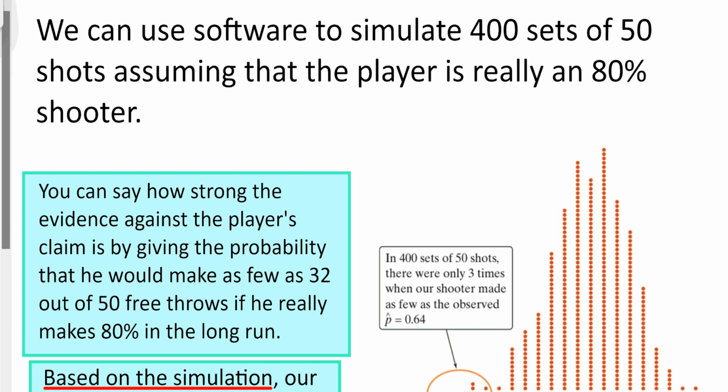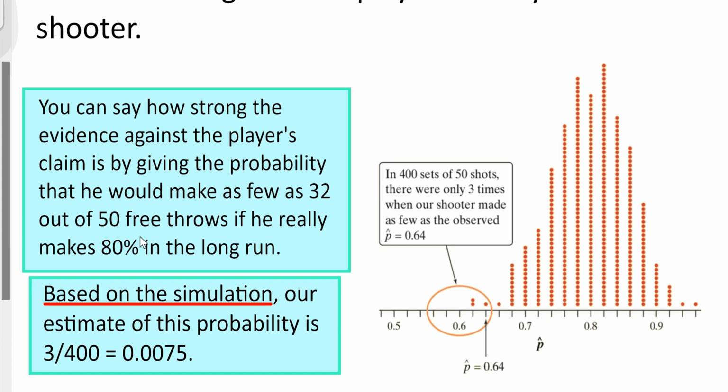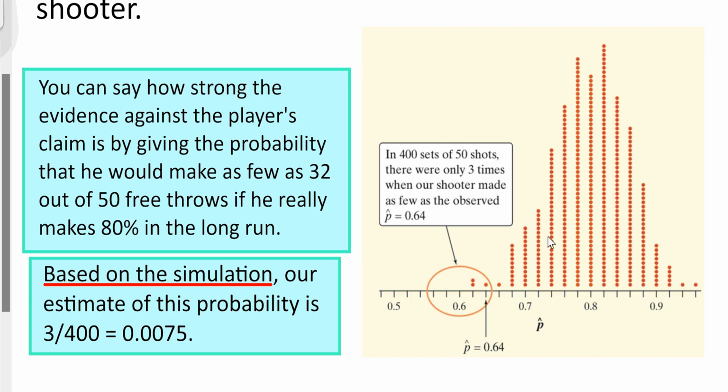So we did a whole bunch of simulations of 50 shots. Here's an example of a bunch of them. This is 400 sets of them, and the proportion of made shots. And really, 64% is right here. If you can see in the circled section, that's only 3 out of the 400 total trials where it was 64% or less. And that's not real great. That's a real small percent chance that it could have happened by chance. Which means that's significant, and it probably didn't actually happen by chance. There's probably a reason that I'm not actually an 80% free throw shooter.